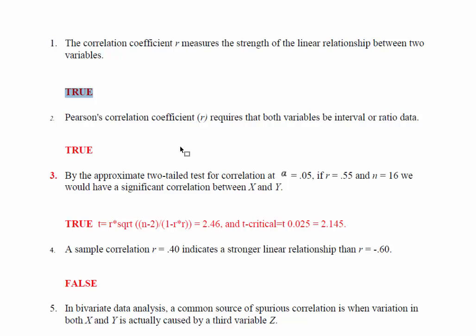Number 2. Pearson's correlation coefficient R requires that both variables be interval or ratio data. That is also true, because R is also called the correlation coefficient, or Pearson's correlation coefficient, and you have to have interval or ratio type of data in order to calculate that. If you're not very clear about what interval and ratio data are, you should go back to previous chapters. We covered that before. Number 3.